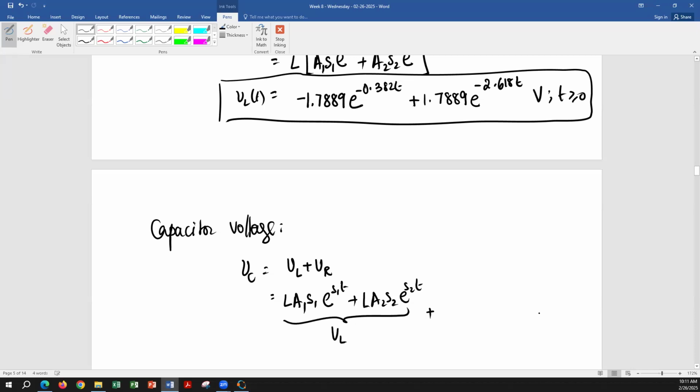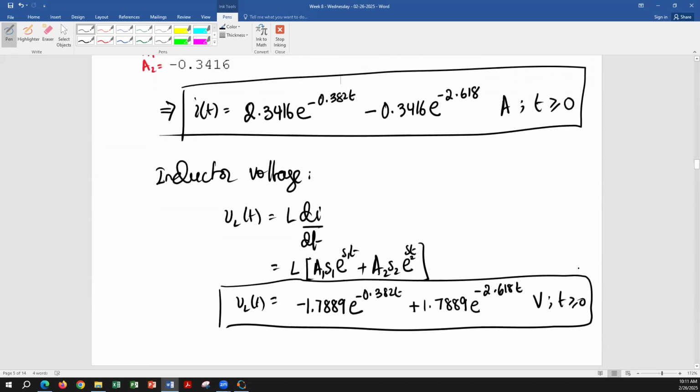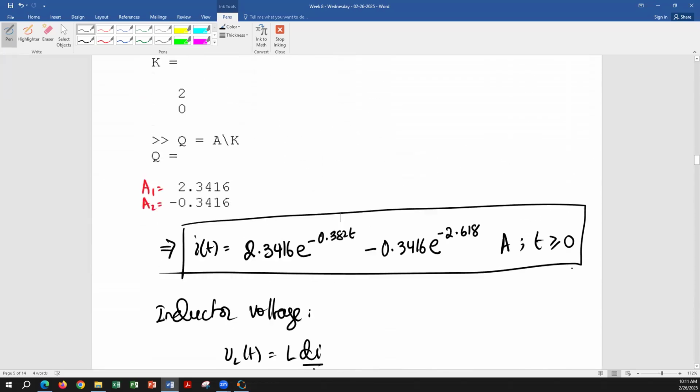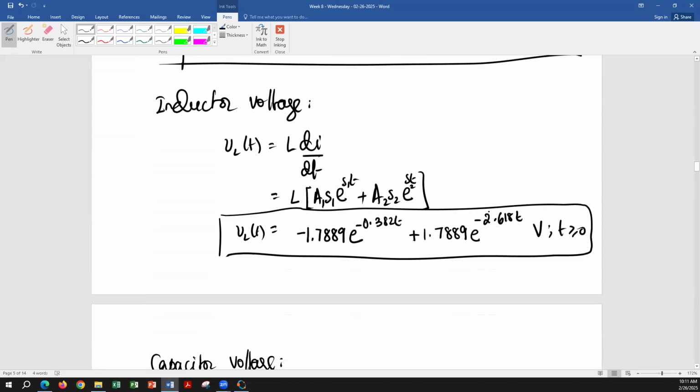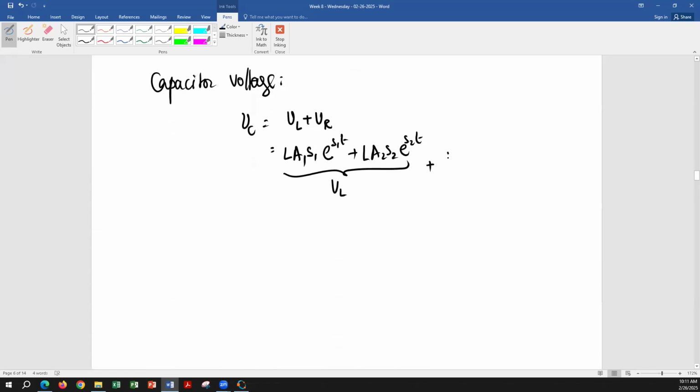And then how are we going to find the resistor voltage? I times R. So I, of course, is A1 e to the power S1 t plus A2 e to the power S2 t. So R times A1 e to the power S1 t plus A2 e to the power S2 t. VR is equal to I times R. And now we can add the same terms together, which is L A1 S1 plus R A1.